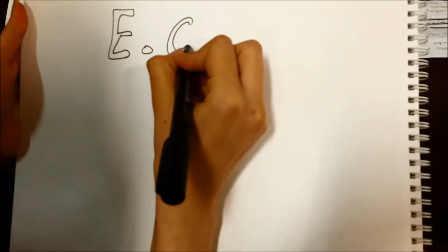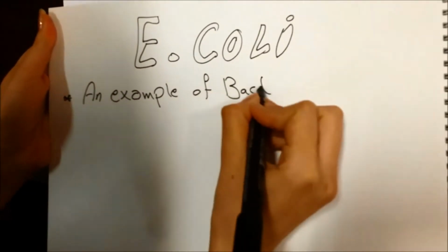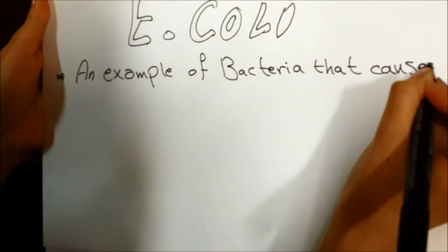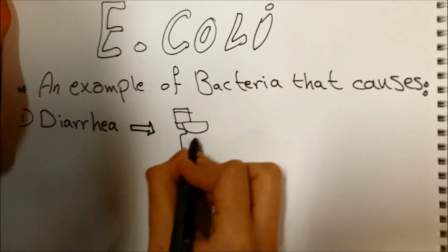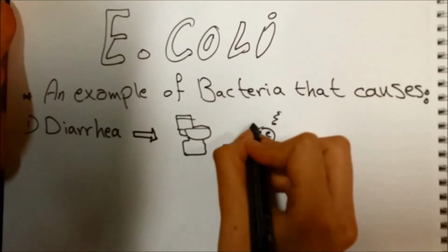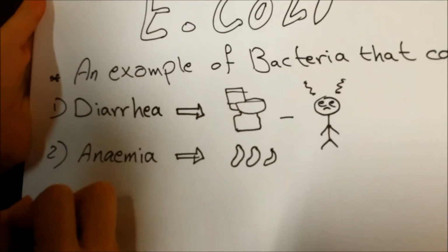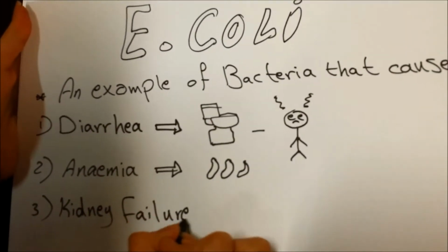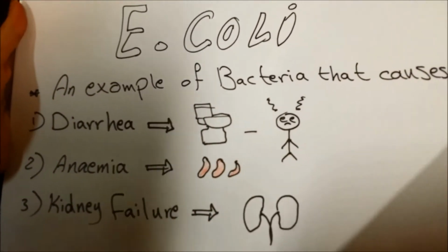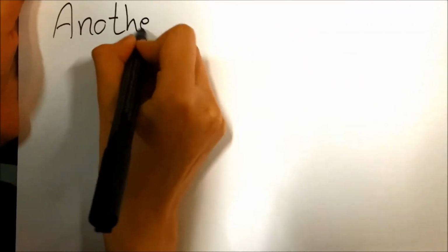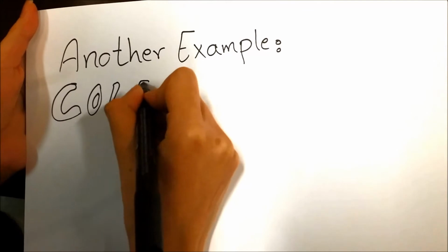As for the bacteria, E. coli is a good example. This species causes diarrhea, anemia, or kidney failure. Cholera is another example of bacteria contaminating water.